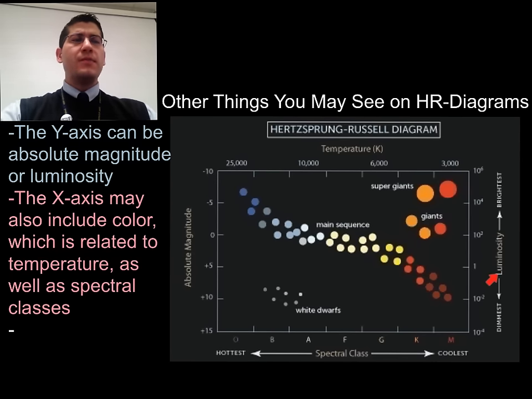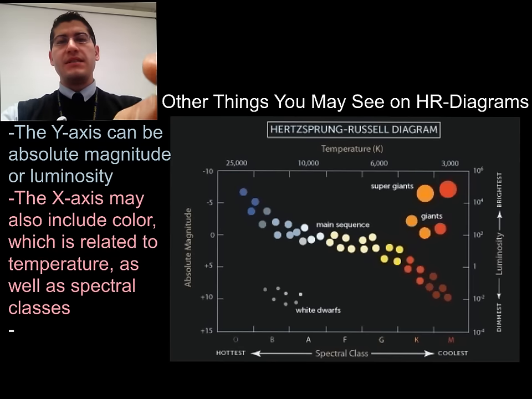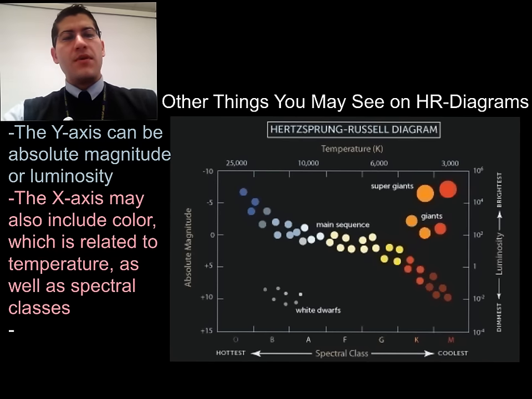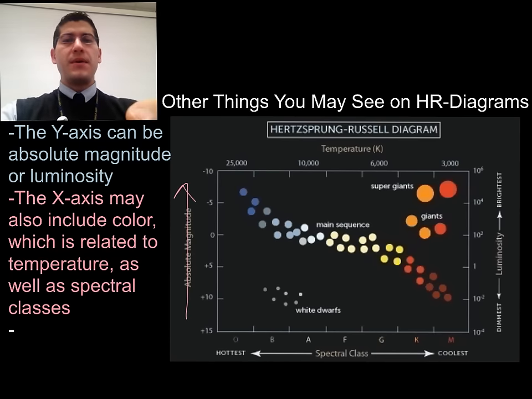Whether it's luminosity or magnitude, you need to remember that the y-axis represents the brightness of a star and that it increases as you go up the HR diagram. If you remember that the y-axis is for brightness and that it goes up as you move up the diagram, then it really doesn't matter whether they've graphed it using absolute magnitude or luminosity.